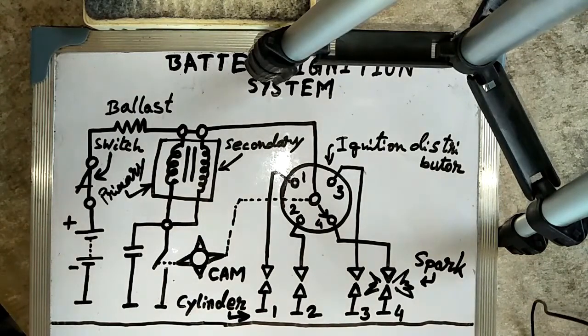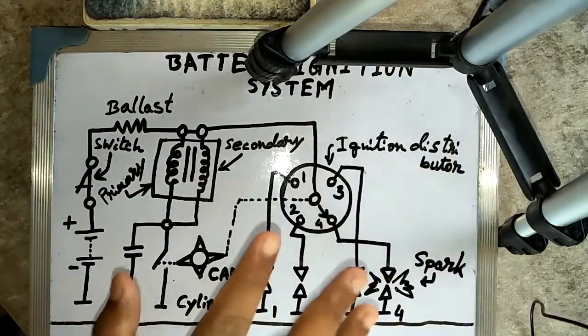The passenger cars, light trucks, some motorcycles and large stationary engines are fitted with battery ignition system. The details of the battery ignition system are shown in this figure.